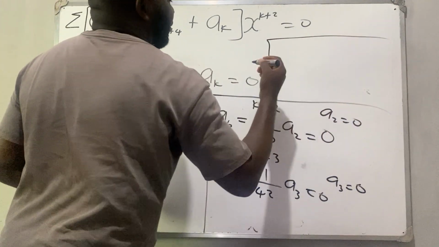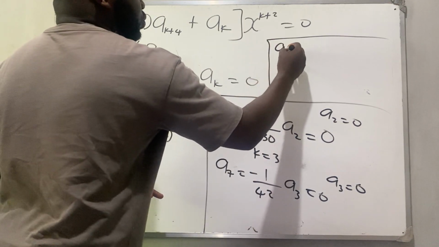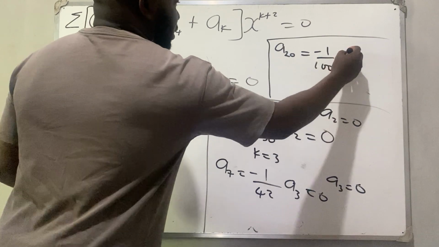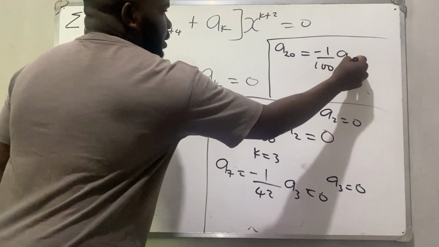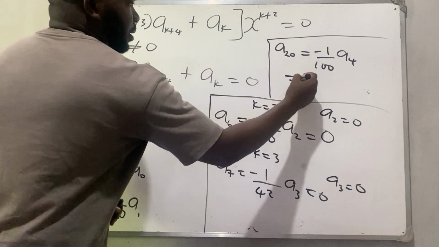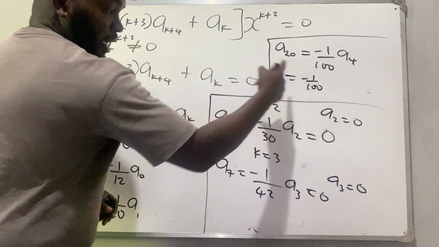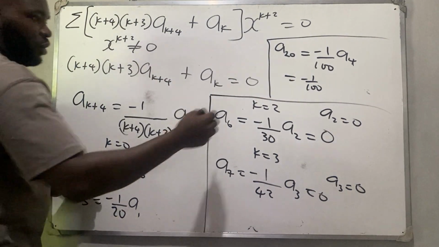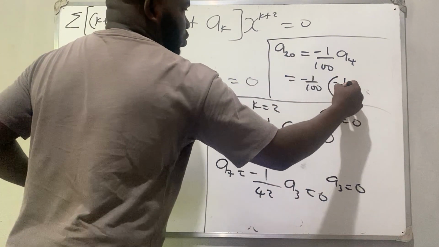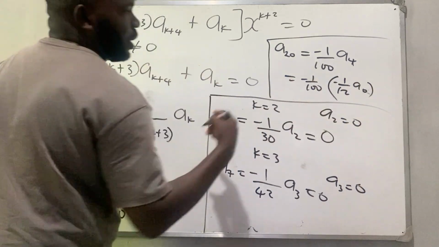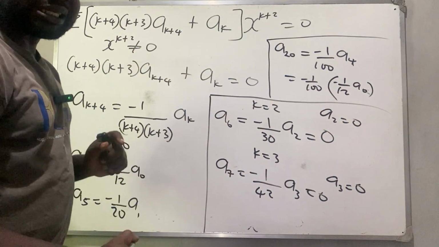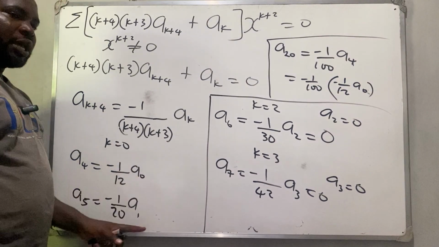For example, we have that we got a 20, for instance, and 20 is giving us minus 1 over maybe 100 a4. We'll see that this a4 can be written in terms of a0. So which will now be minus 1 over 100. This is an example for you to understand what I mean. Multiplied by a4 gave us minus 1 over 12 a0. And then we'll clear the bracket and still get our answer in terms of a0. So your answer must be only in terms of a0 and a1.